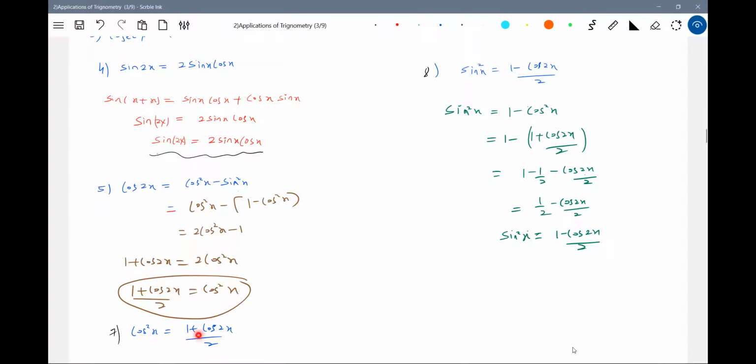Cos square x, just now we derived, no, is 1 plus cos 2x by 2. Substitute here: 1 minus (1 plus cos 2x) by 2. Solving this, sine square x equal to how much? 1 minus cos 2x by 2. Sine square x equals 1 minus cos 2x by 2, and cos square x is 1 plus cos 2x by 2. All these are identities which are going to help us a lot in our physics.